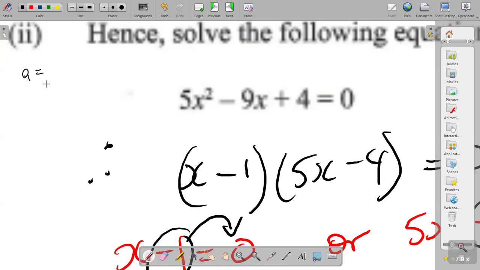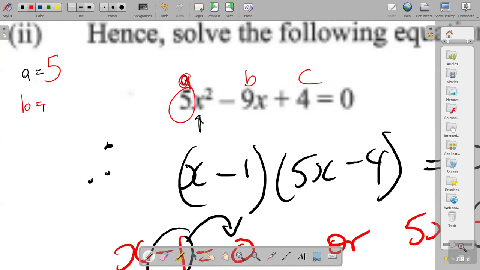Only 2 persons know which one is A. Disappointed, guys. We did all of this. A is going to be the coefficient of the x squared. So that's A. Let me use the red. So this is Ax squared, Bx, and C. So A is going to be the 5.